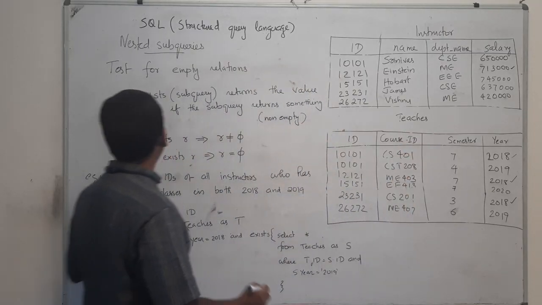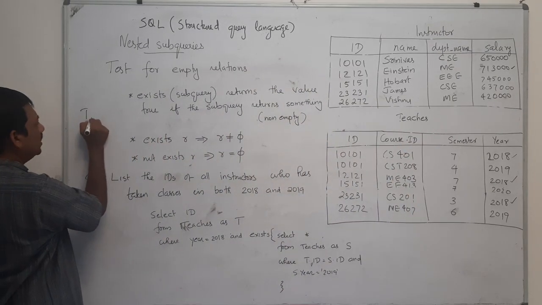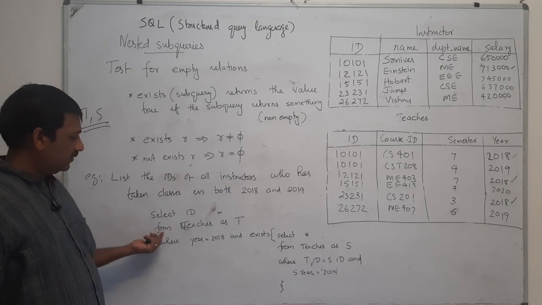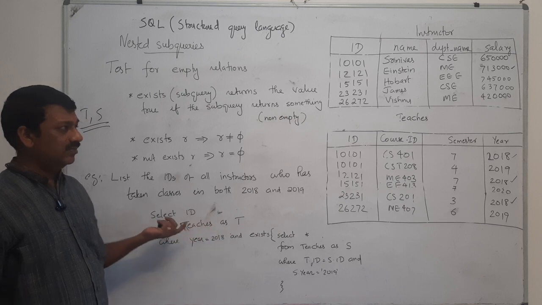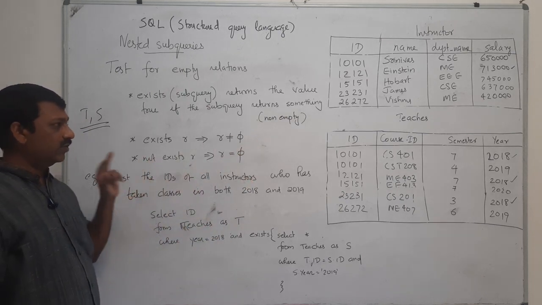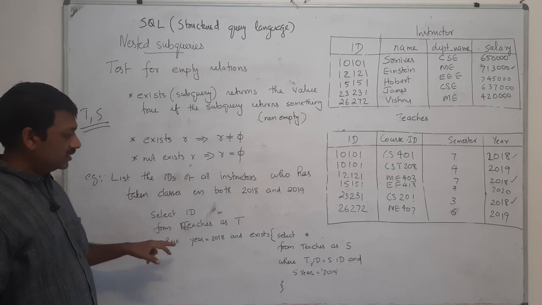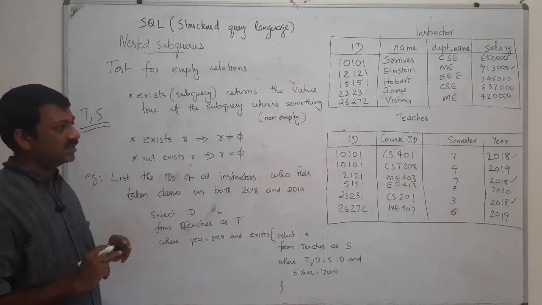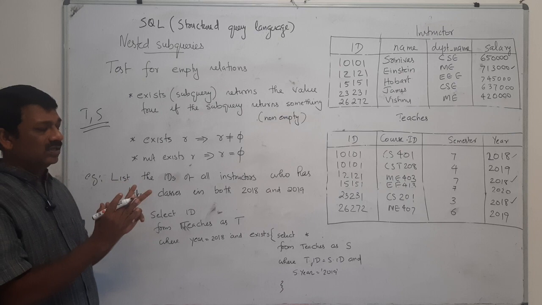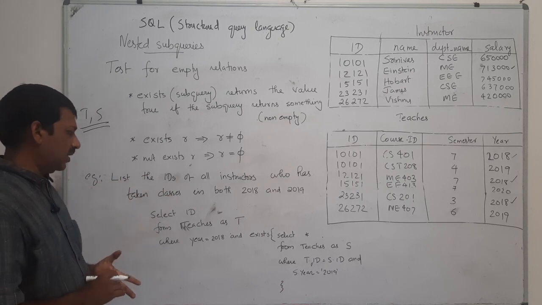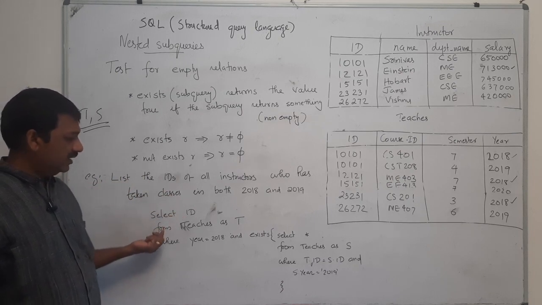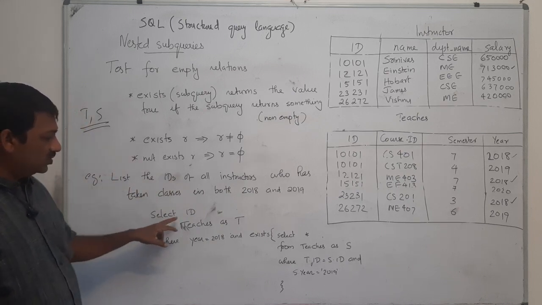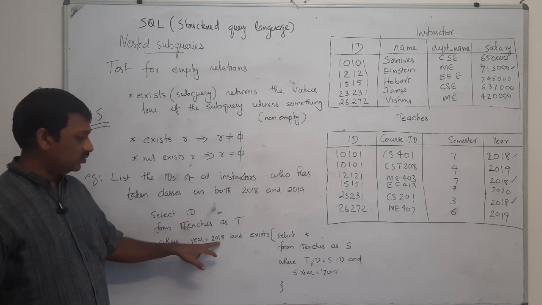Two duplicates of the table, which are T and S. That means select ID from teachers as T. The first duplicate of teachers is T and the second duplicate is S. That means you have renamed it as T and S. Same thing, two copies. Now select ID from teachers as T. From the first table T, you are going to select those IDs where year equals 2018.